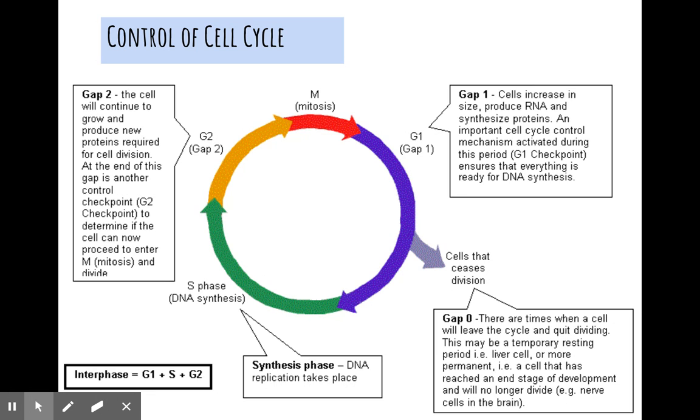Here's our control of the cell cycle diagram. Please make sure to read through each of these stages, our Gap 1, Synthesis, Gap 2 phase, as well as the G0 phase. These all make up interphase, as we'll see in the next slide.